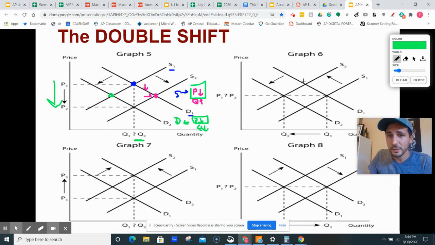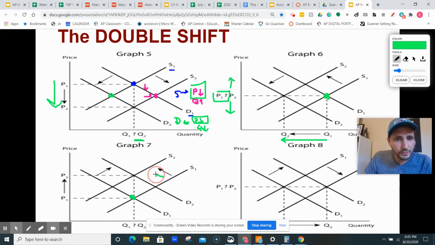Do that with each of these, right? We start off S1, D1. Find the first one. Supply shifted left, demand shifted left. In both of these cases, quantity falls dramatically, but price went up when supply shifted left. Price went down when demand shifted left. So as a result, price is indeterminate, right? There's that question mark.